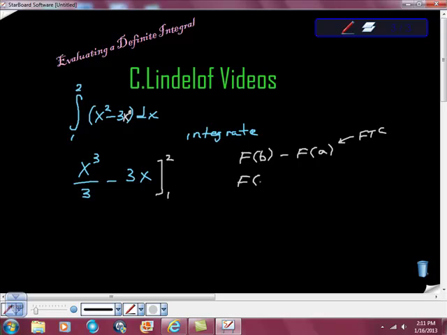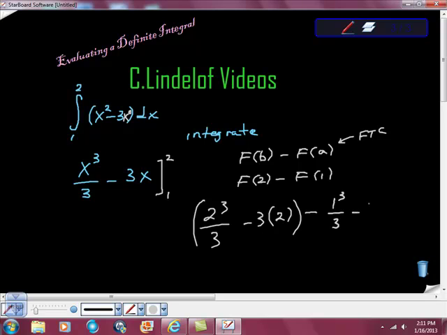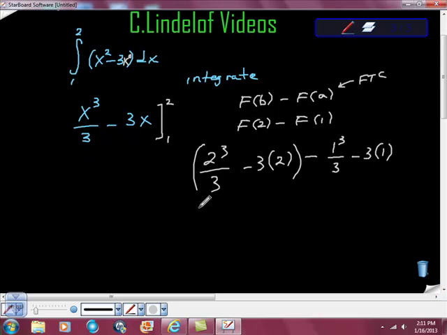So I'm going to take f of 2 minus f of 1. And f of 2 is 2 cubed over 3 minus 3 times 2, right? This is my f of 2 part. My f of 1 part is 1 cubed over 3 minus 3 times 1. I hope we're all in agreement here. We get 8 thirds minus 6. 6 is the same as 18 thirds, isn't it? 18 thirds, right?